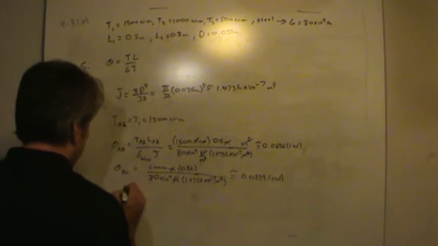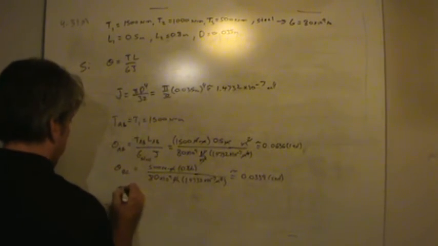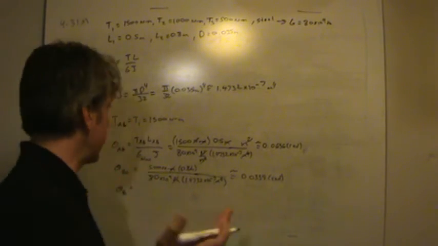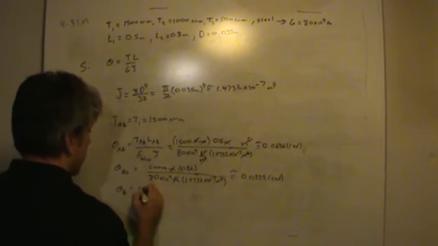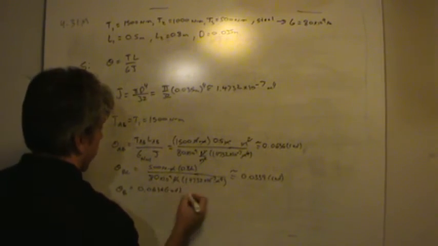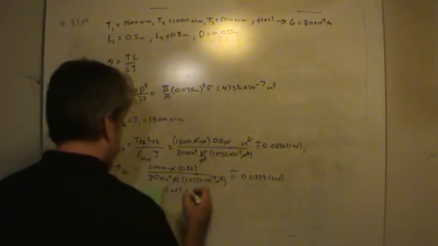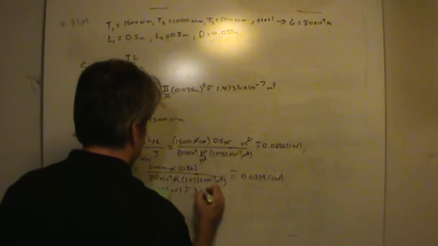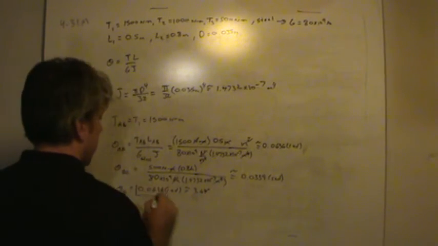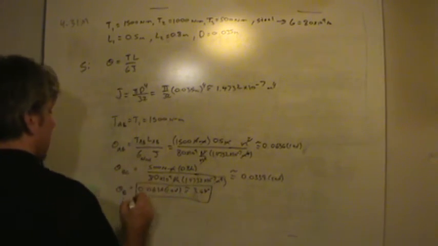Now the angle at B is pretty straightforward. Theta B, that's the angle that B would twist relative to A. Well, that's just theta AB. So that's just 0.0636 radians. And if you convert that to degrees, it comes out to about 3.64 degrees. Okay, so there's the answer for the first question.